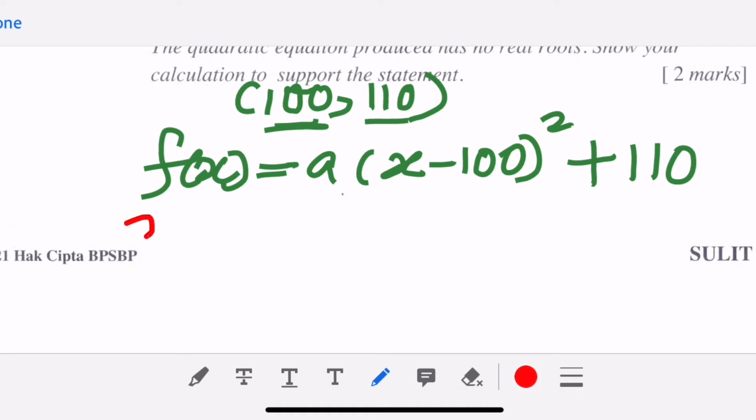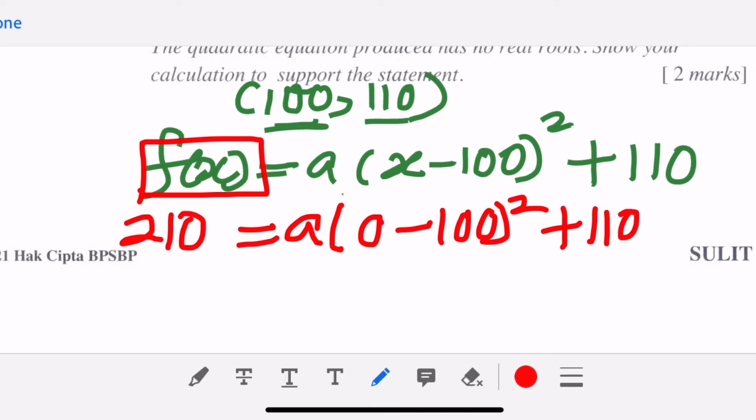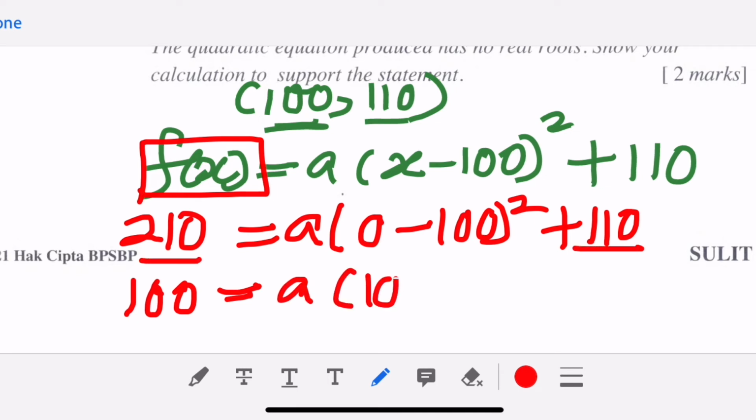So that means here will be 210, the y. f(x) means the y. We are going to solve the A, and the x is 0, plus 110. So if we solve it, we will get 100 here, right? 210 minus 110 is 100. A times 100 squared is 100.